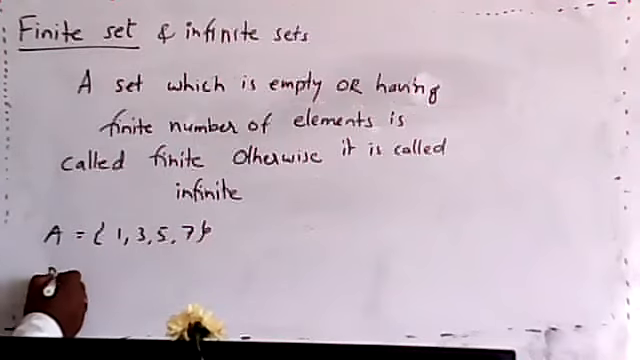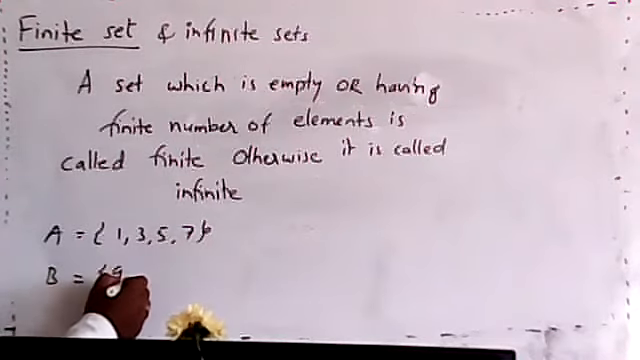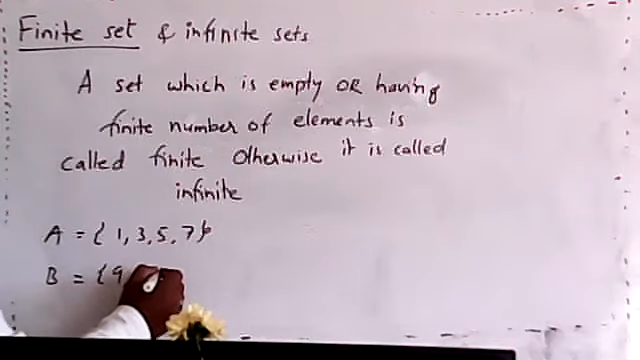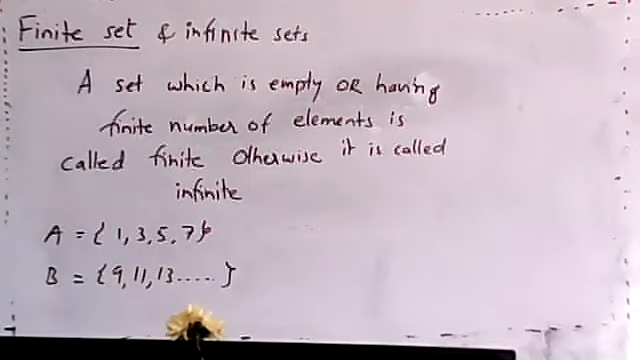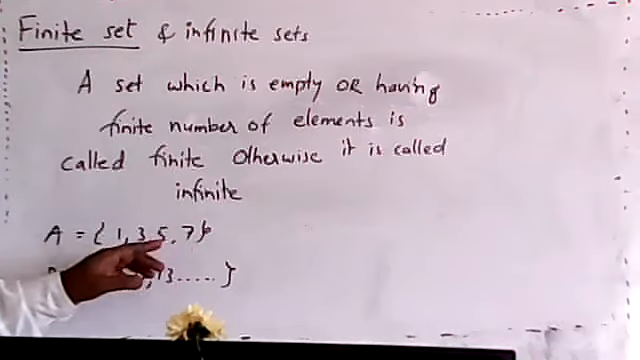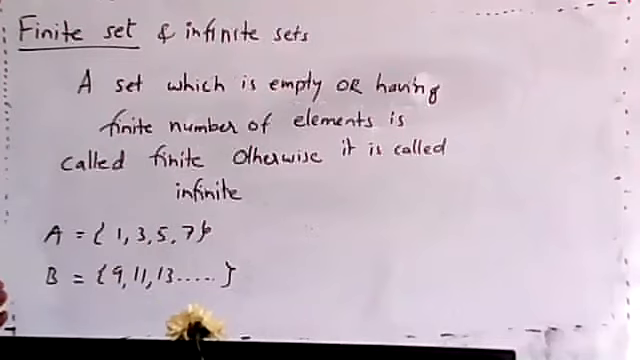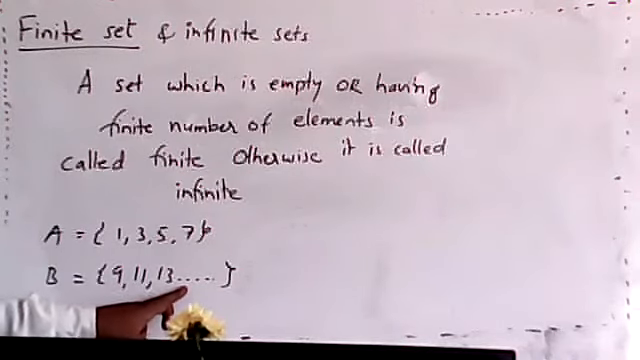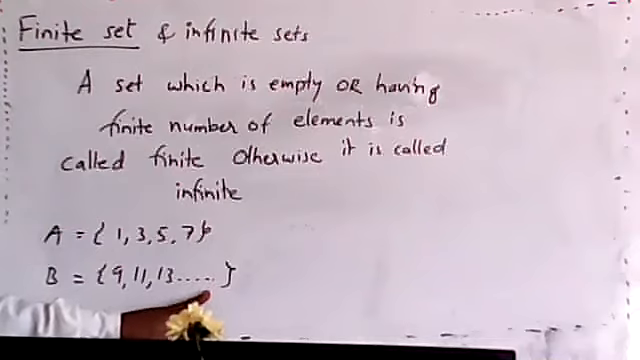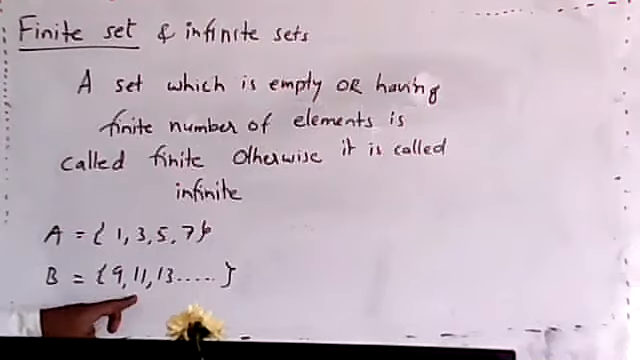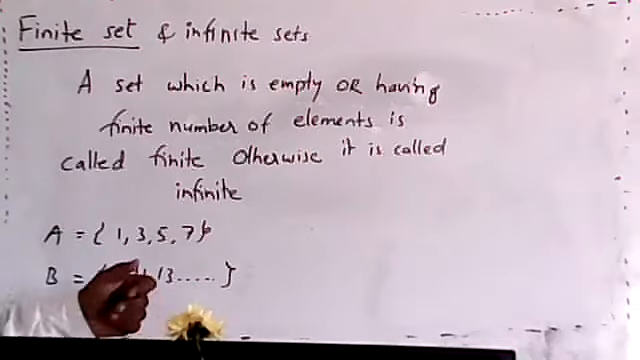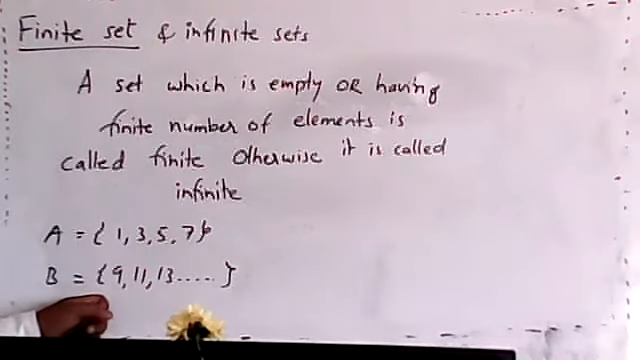Example, if you take another set B, 9, 11, 13, and so on. Here you can see set A is having the elements 1, 3, 5, 7, which are what? Odd natural numbers from 1 to 7. But here set B is also having odd natural numbers beginning from 9, 11, 13, but I have placed some dots there. What it shows now, we have got so many, it is not possible to count. It is an infinite set.